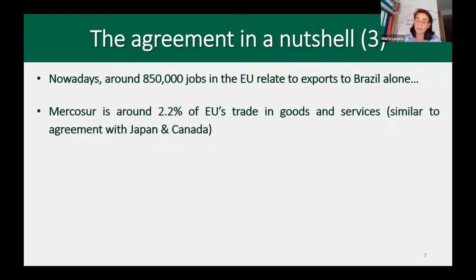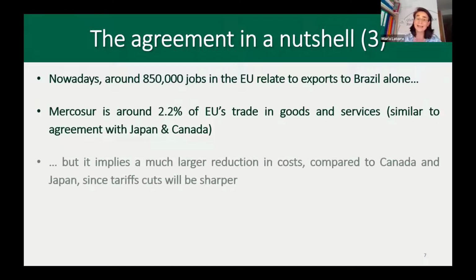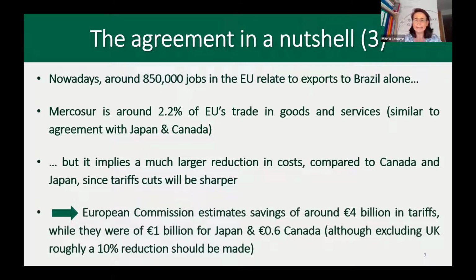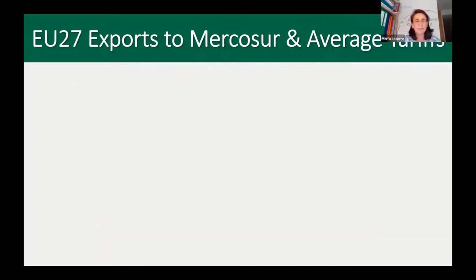Mercosur alone is about 2.2% of EU's trade in goods and services, and that's similar to the agreement with Japan and Canada. But as I said, it really implies a much larger reduction in tariffs and therefore costs. And so to give you an idea, this could be like 4 billion in tariff savings, discounting the UK, of course.